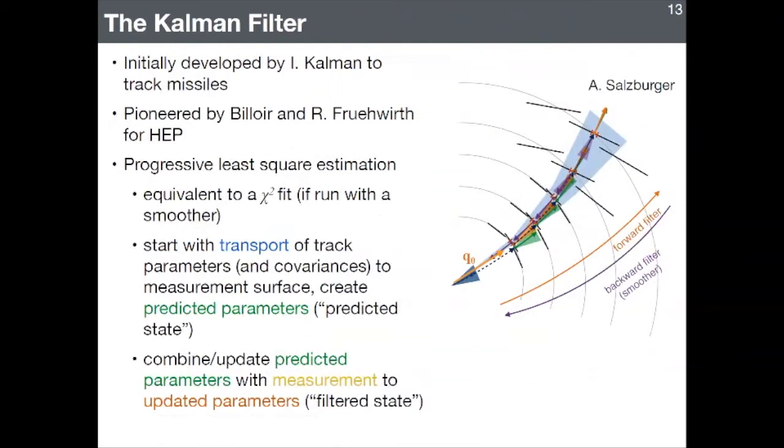Now, a key part of track finding and fitting is the Kalman filter, which was initially developed to track missiles. Of course, now we use it basically everywhere in HEP. Effectively, what this is doing is a progressive least square estimation, which is roughly speaking equivalent to a chi-squared fit, if you run it with a smoother.